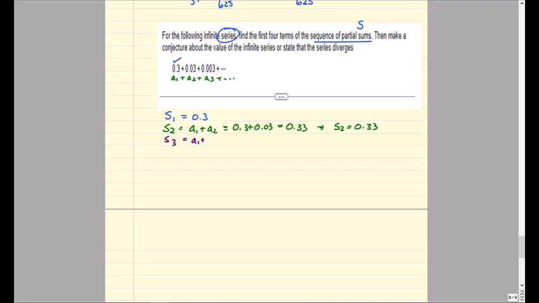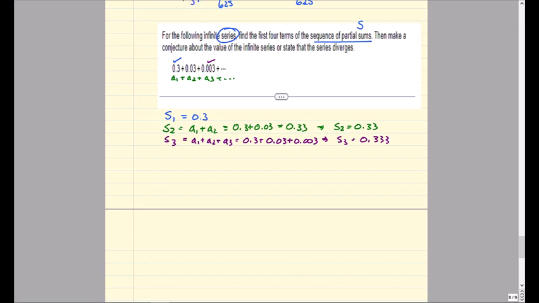That would be A1 plus A2 plus A3: 0.3, 0.03, 0.03, and that comes from right up here. So S sub 3 would equal 0.333. I think you kind of see the pattern here.